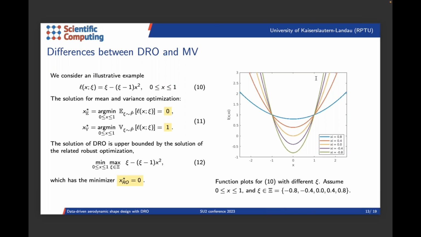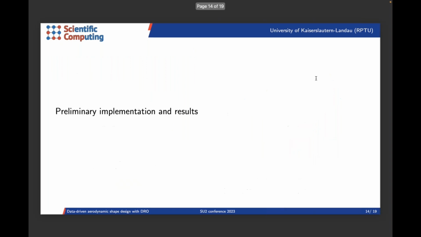On the other hand, the solution of DRO is upper bounded by the solution of the robust optimization over the support, and the solution for that is x equal to 0, because again all the curves are minimized at 0. So no matter how large the robustness you choose for the DRO, the solution is no worse than x equal to 0. This implies that the DRO framework gives some guarantee not to generate overly conservative designs.